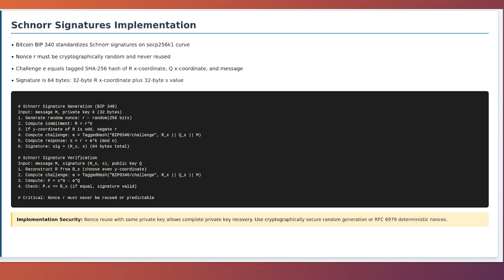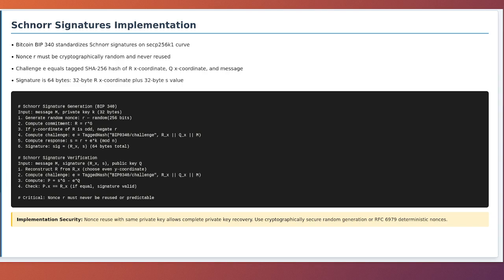Third, all scalar arithmetic must be done modulo n, the curve order. Integer overflow or reduction errors can leak information. Fourth, timing attacks must be prevented. Scalar multiplication and other operations should be implemented in constant time, meaning the execution time does not depend on the secret values. Fifth, memory must be securely cleared. After computing S, the values R and intermediate results should be zeroed from memory to prevent them from being recovered later.